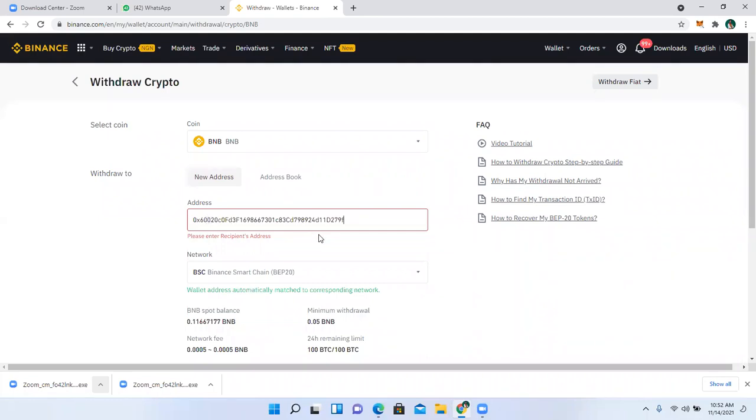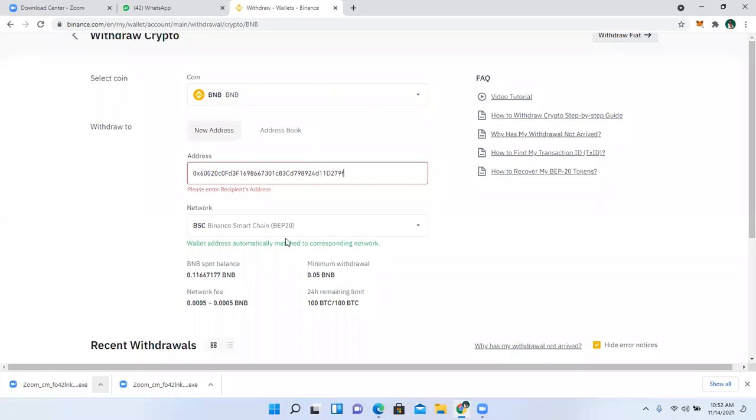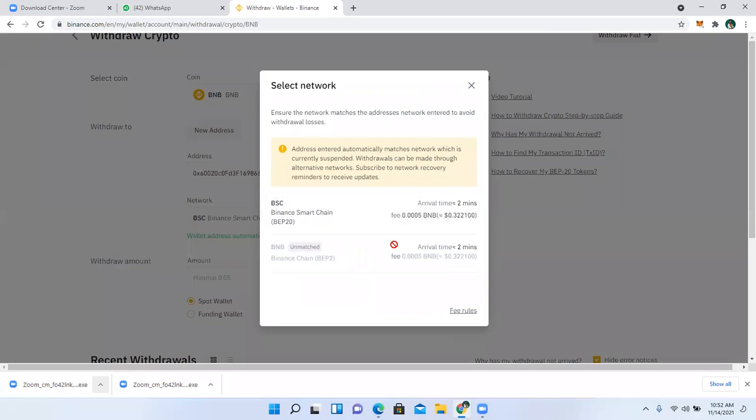Right. So if I place it here, most times it will automatically detect the network it's in. But there are sometimes that it's not able to detect the network, so you have to select which network you are sending to, right? So it has automatically matched that this is a BEP20 address, right? You can see, address entered automatically matches the network, which is currently suspended.